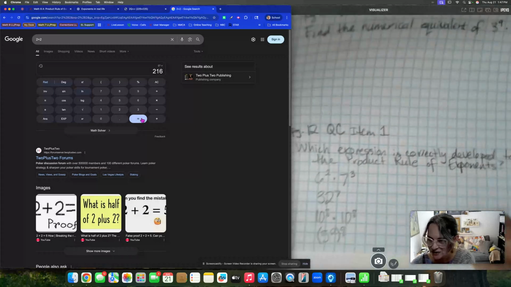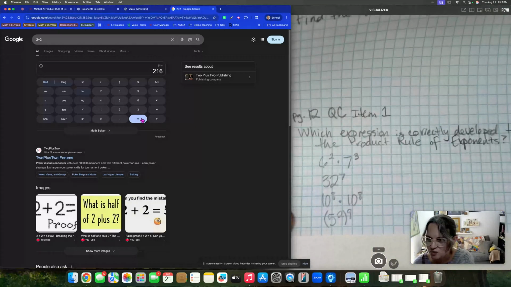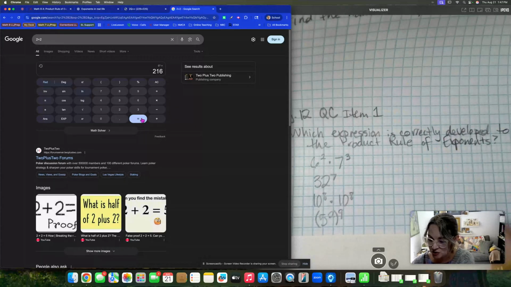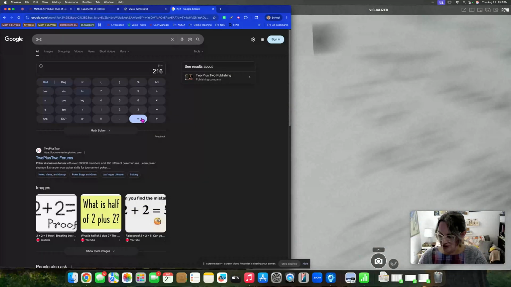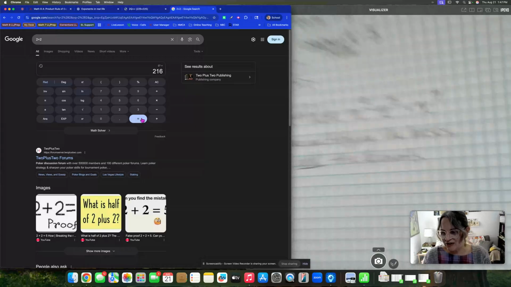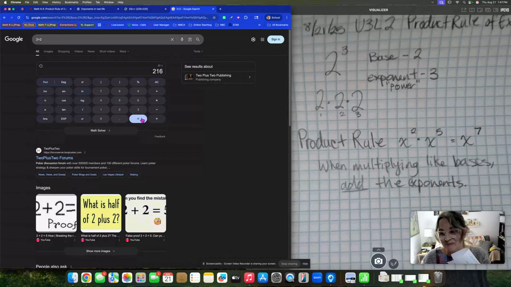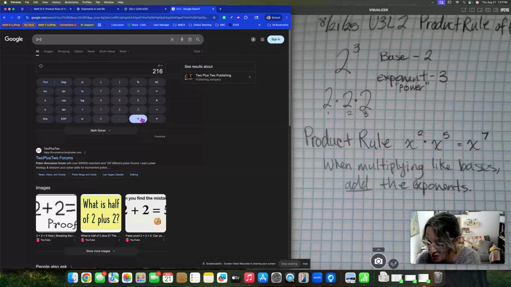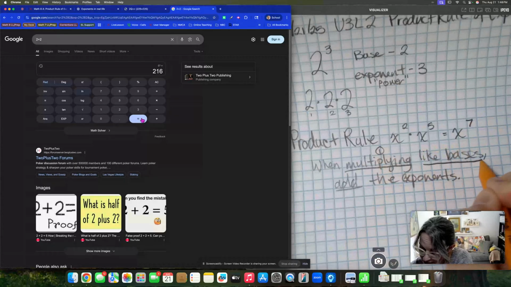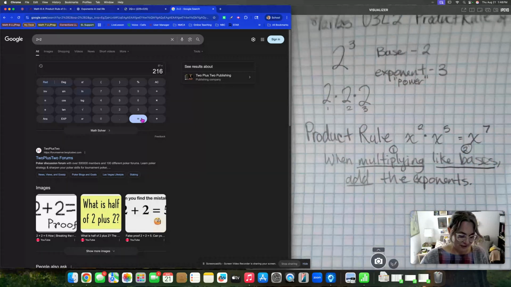All right, so this is a quick check problem. Okay, it says which expression is correctly developed to use the product rule. Okay, I'm going to just fold this paper so that you can see it a little better. And then let's reread what the product rule said. It said when multiplying like bases. Okay, so there are two things going on here. You need multiplying and you need like bases. Those are our two conditions for using this rule.